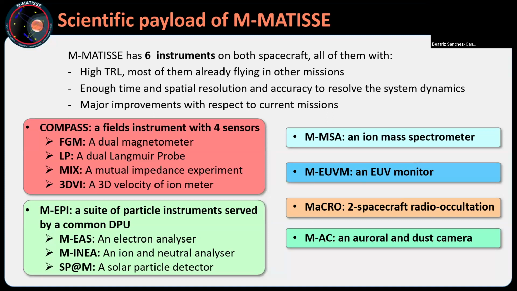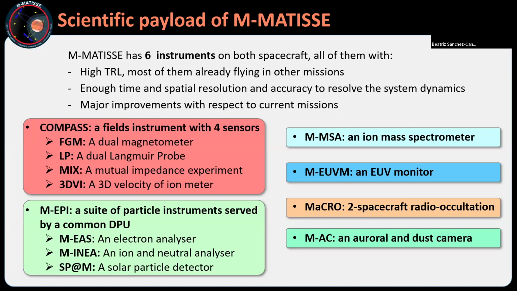Then separately we have the mass spectrometer, which we considered including in the MEPI suite, but in the end we decided to separate it because that instrument has its own DPU, so it was easier like that. And then we have an irradiance sensor to measure irradiance and also to perform thermospheric observations by solar occultation. Then we have the radio science instrument MACRO, which is an experiment between the 2 spacecraft, and then the auroral and DAS camera that I mentioned before.